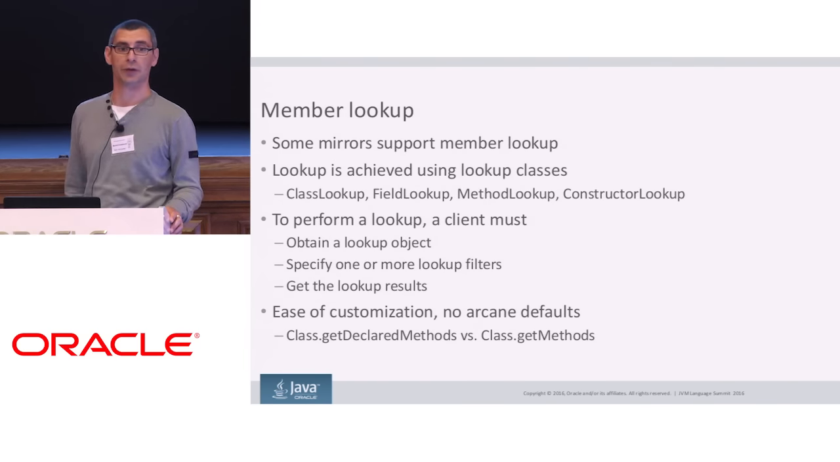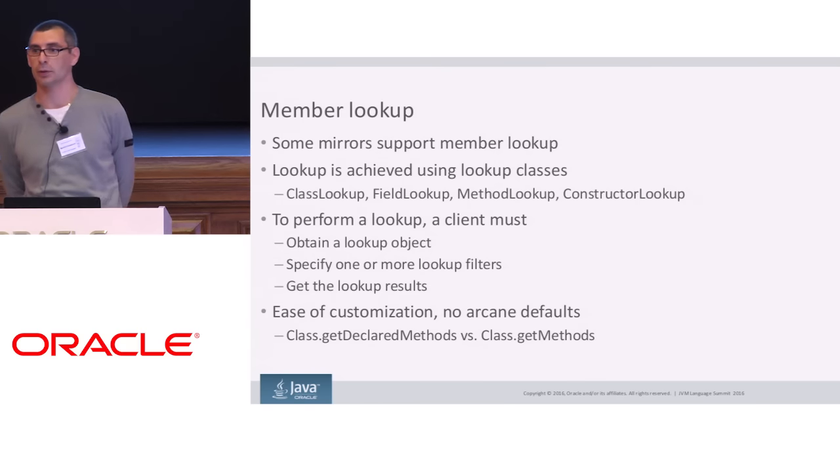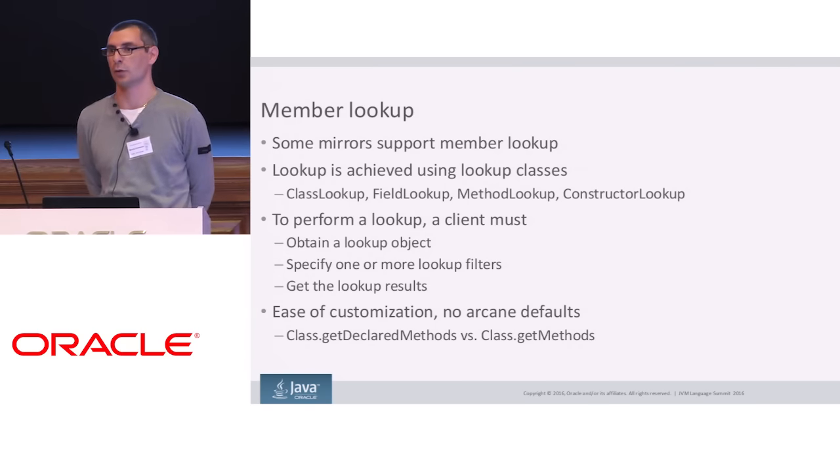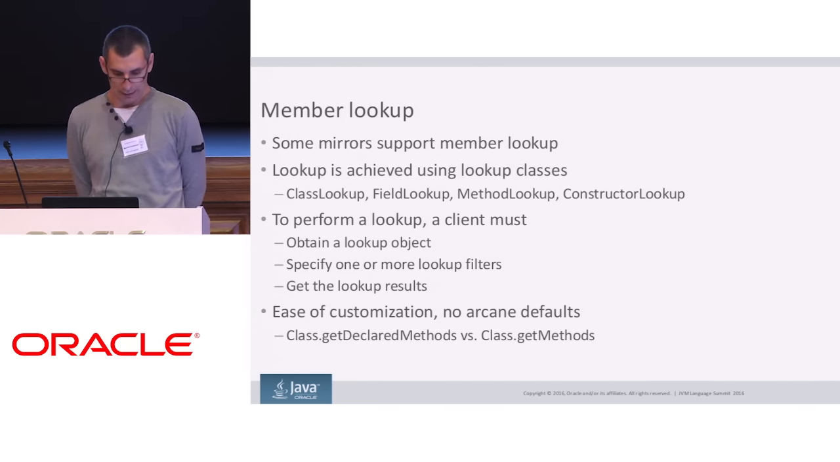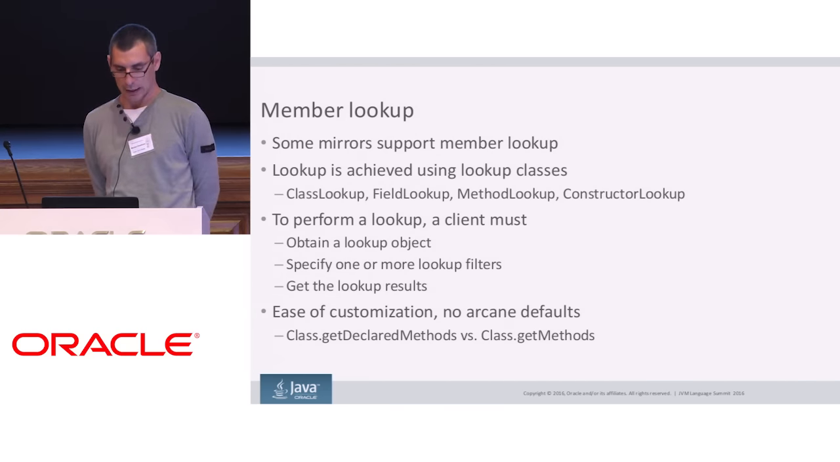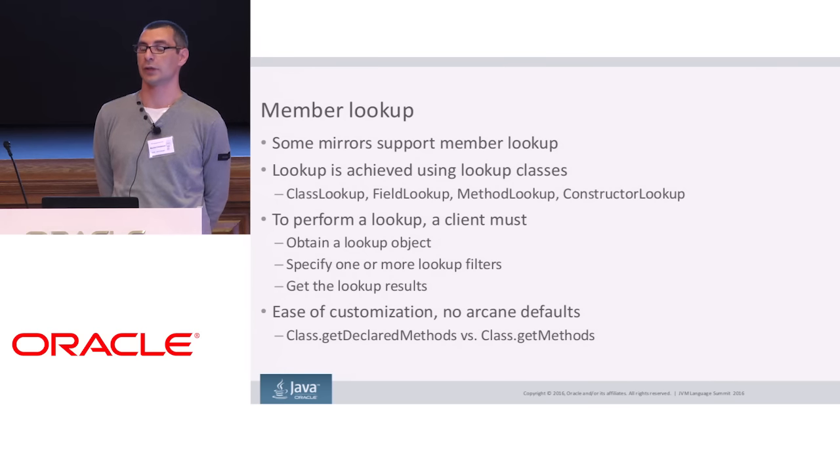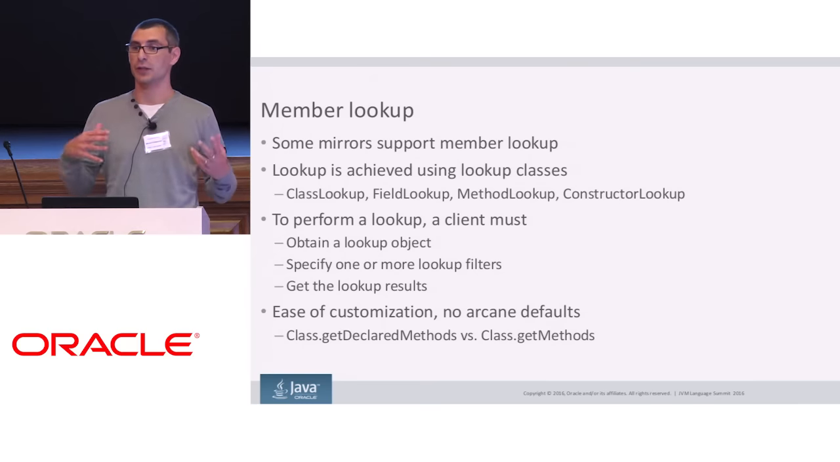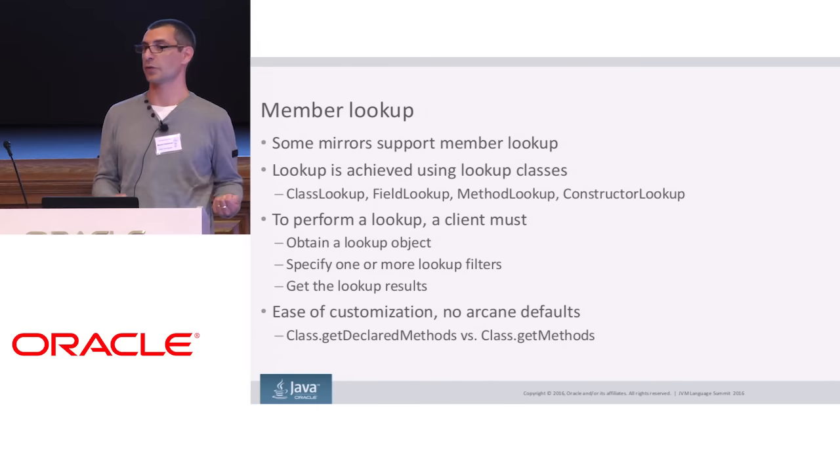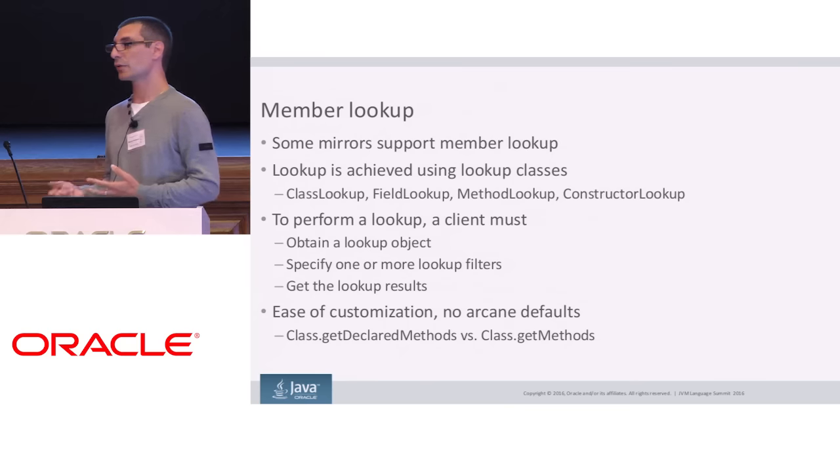Another important use case is, of course, member lookup, which we have seen has failed almost spectacularly with the Java Lang model API. So we need something a little bit better here. And the way I went around this is to provide explicit lookup classes. So in order to do a lookup, you have first to retrieve a lookup class. Once you have a lookup class, you can specify a set of custom filters, and then you get the result of this lookup. You can get the result in two ways.